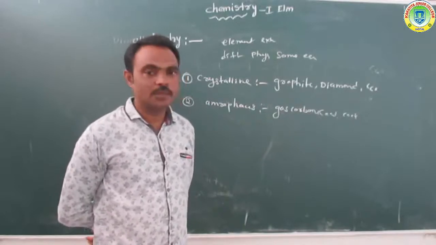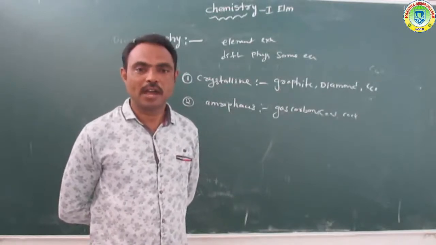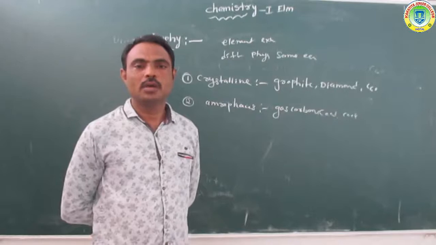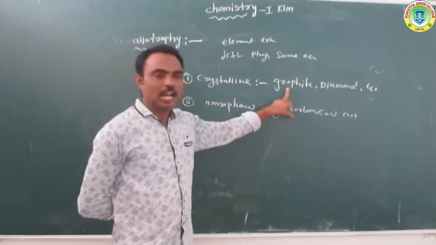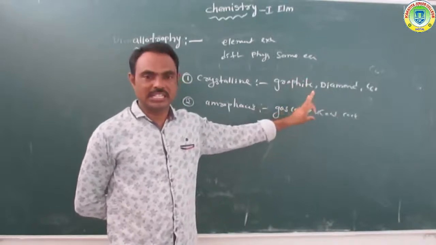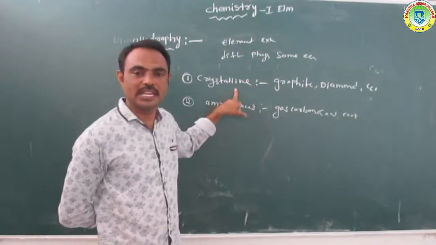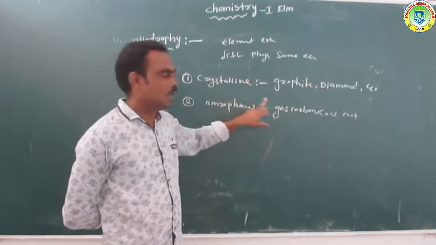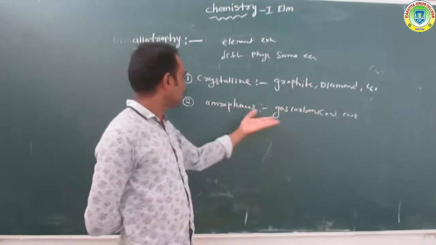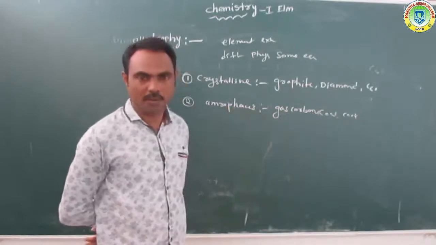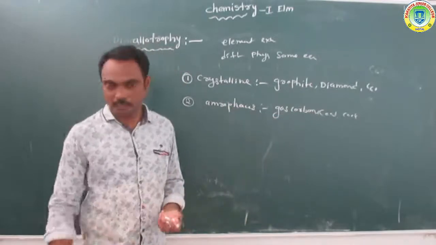So how many types? Two types. Number one, crystalline allotropy of carbon. Number two, amorphous allotropy of carbon. So graphite, diamond, C60, these three compounds are some of the best examples of crystalline allotropy of carbon. Next, gas carbon, coal, coke, they are all examples of amorphous allotropy of carbon. Okay, so that is the allotropy of carbon.